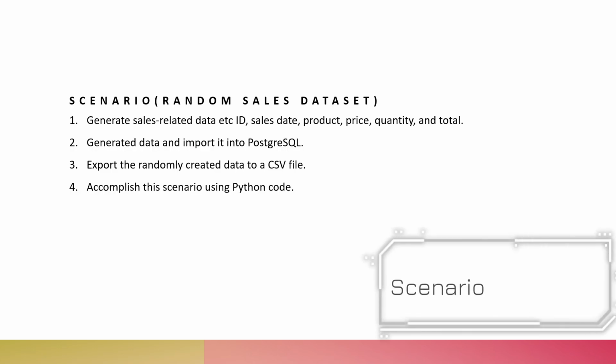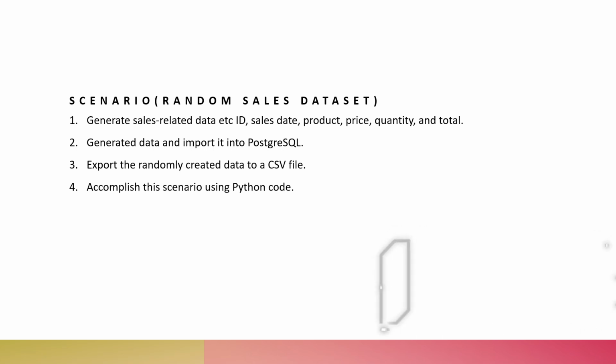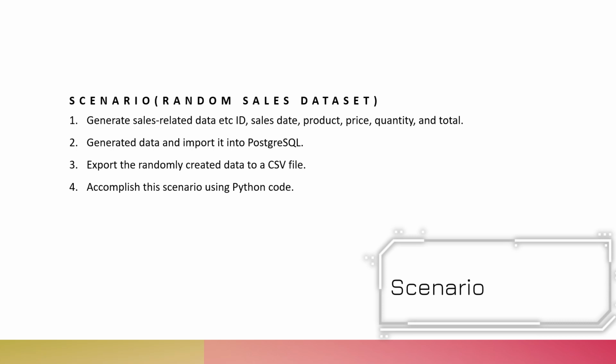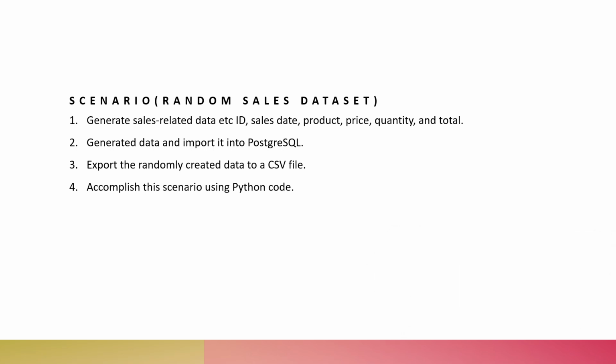There are important scenarios we need to consider in order to develop a dummy sales dataset. First, we need a function to generate sales-related data that includes an ID, sales date, product, price, quantity, and total. Second, we need to take the generated data and import it into PostgreSQL. Third, we need to export the randomly created data into a CSV file. Fourth, we will accomplish this scenario using Python code.